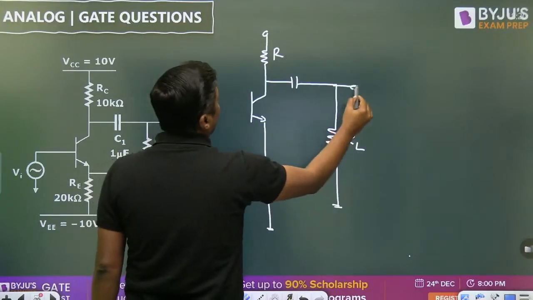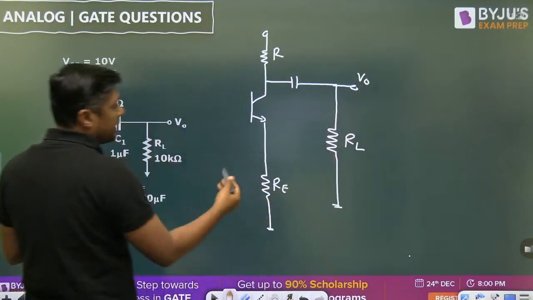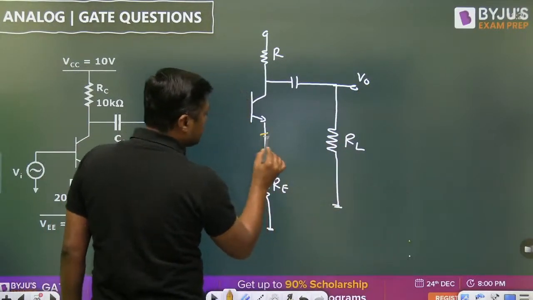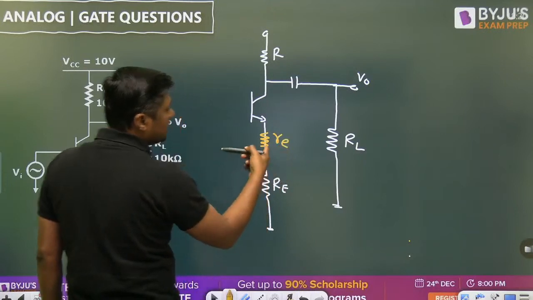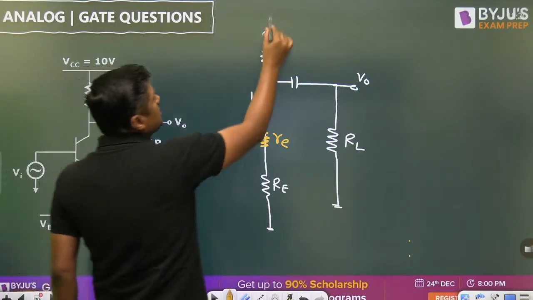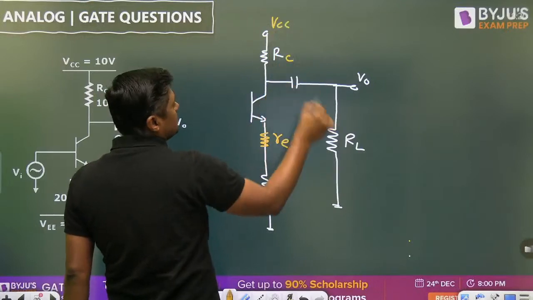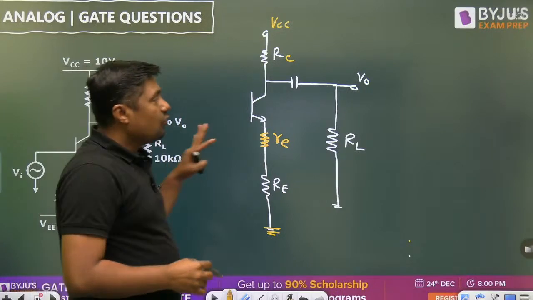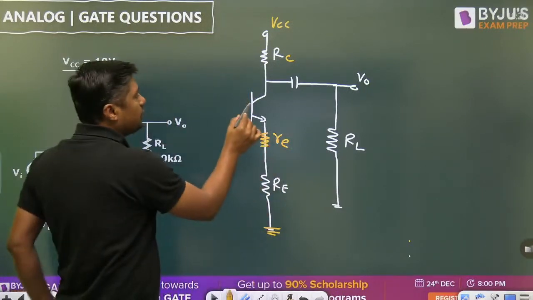RC, and we want V0 here. This is the RE, unbypassed RE, for example. There is only one formula. Let this be the internal resistor re. You have to calculate the re. And this is the VCC applied here. This is the RC, this is the RL, this is small re, and this is the capital RE, unbypassed RE. For this question, here we are applying the input.